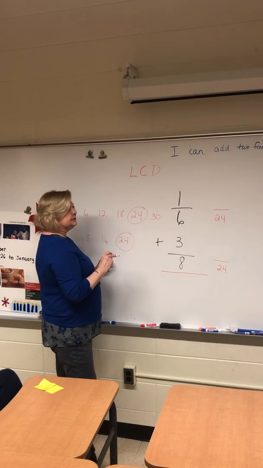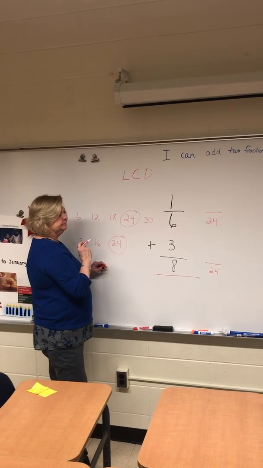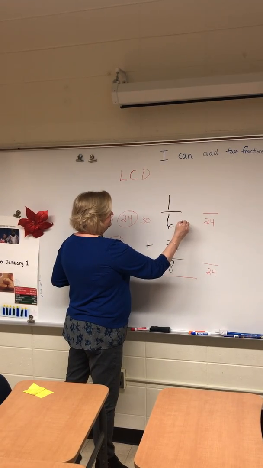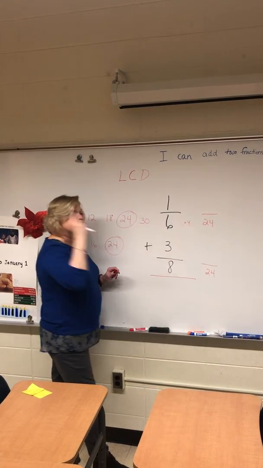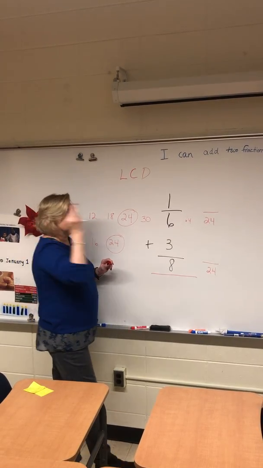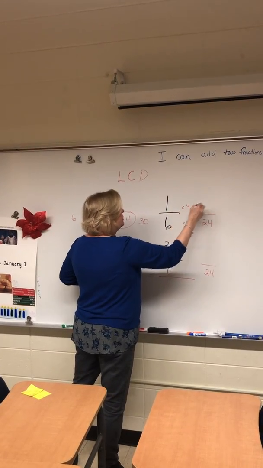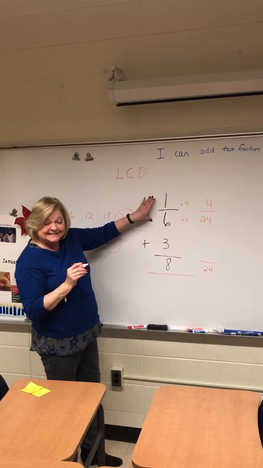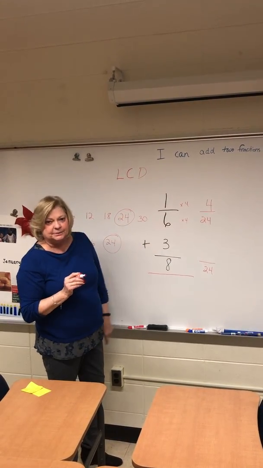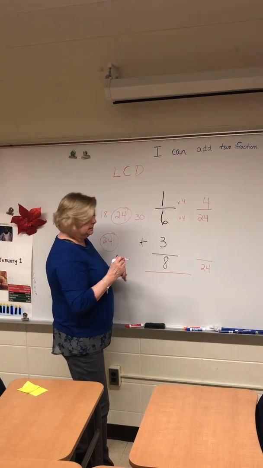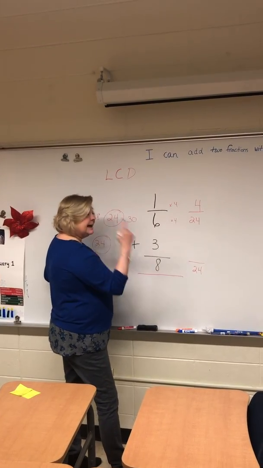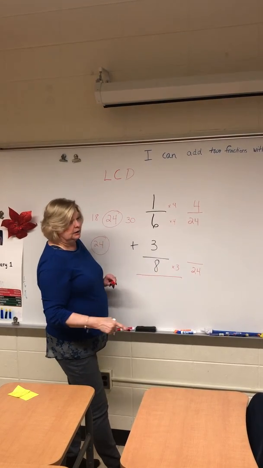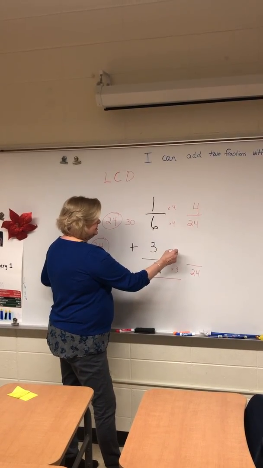So, let's see if we can do this. Everybody try it. In my head, I'm saying 6 times 4 is 24. So 1 times 4 is 4. I know that 4/24 is the same as 1/6. It's just different numbers. I know those are equivalent fractions. In my head, I'm saying 8 times 3 is 24. So 3 times 3 is 9.